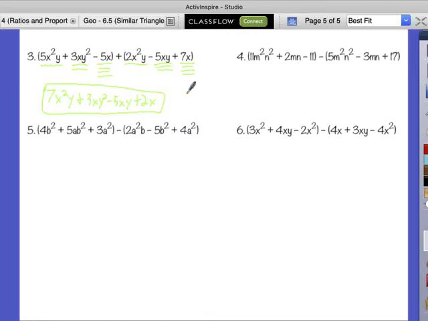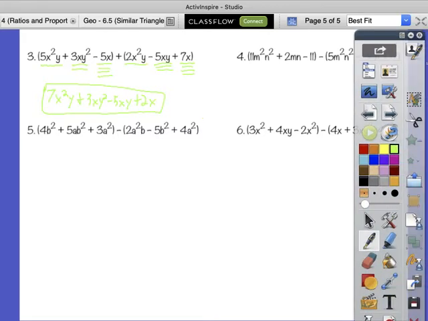What happened to 3xy squared and the negative 5x? Right here. They're not like terms though, because this one's y squared and this one's normal y. Yeah, very good. Thanks for asking.